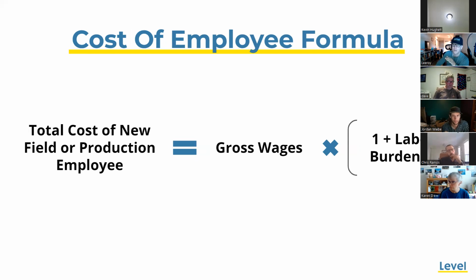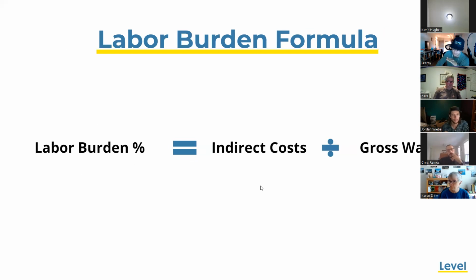When we come back to what your labor burden percentage is, it's effectively saying for every $1 of gross wages that I incur with this employee, on average, how much indirect costs am I incurring? So if it's 50%, that means for every $1 that I spend on a gross hourly wage rate, 50 cents is also spent on other indirect costs.